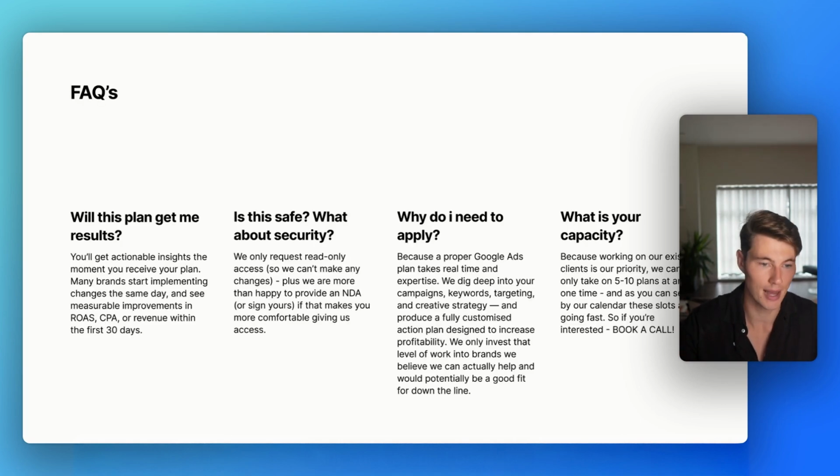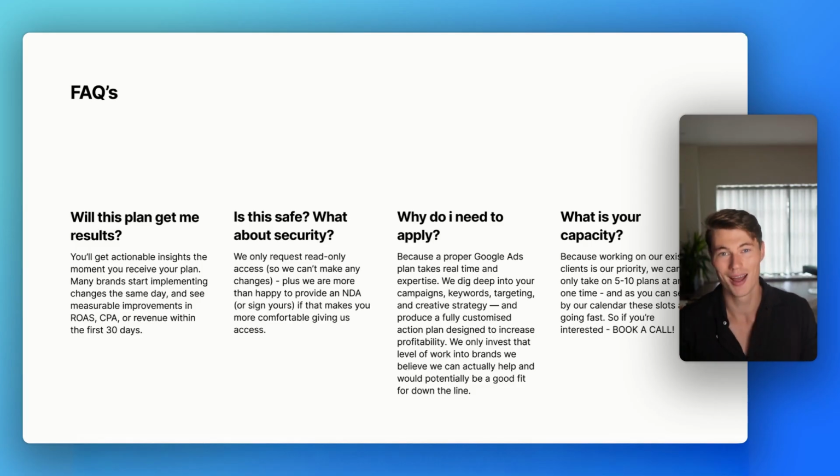Now, a couple more FAQs. If you're still hanging around, you've got some questions. Number one, will this plan get me results? Yes. Okay, we've done some of these action plans, and we've literally seen within the first 30 days, brands go and implement the stuff that we tell them to do, and their ROAS, CPA, or revenue will improve within the first 30 days, okay? It's pretty insane, but that's how low-hanging fruit-based audits work. Like, we'll just find certain things that if you tweak, you'll just get outsized returns.